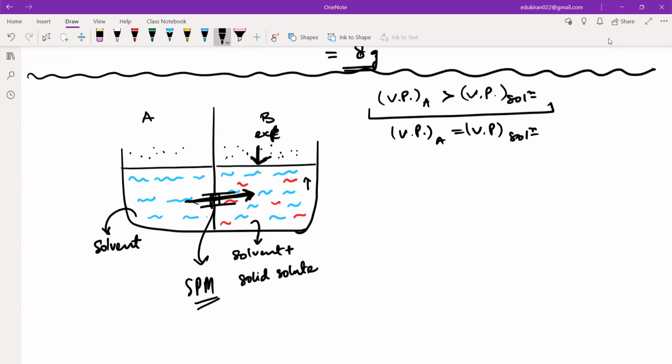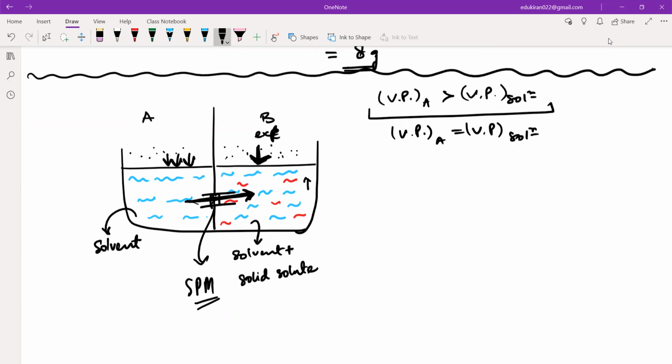Here, what was happening? There was more vapor pressure here. So in order to counter this more vapor pressure, I added some extra pressure here. This extra pressure on the B compartment is the osmotic pressure. Is this clear? Yes or no? Please tell me. Sir, what is SPM again? Semi-permeable membrane. I will write all those things, but that is semi-permeable membrane. Is that clear? Yes or no? Tell me.